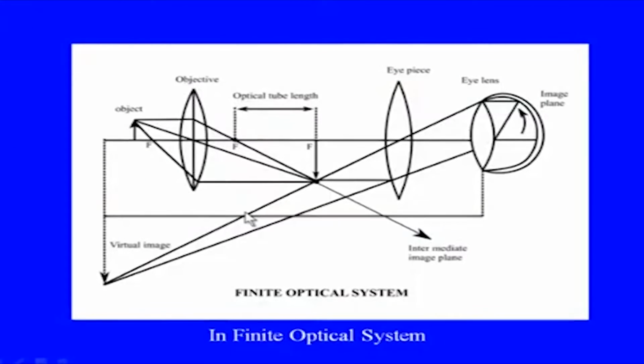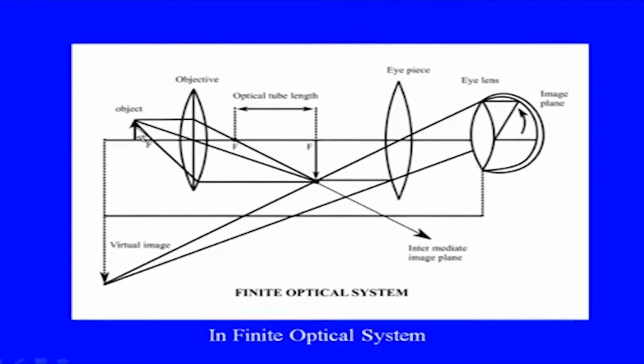Now, in this figure I have shown you the finite optical system. The finite optical system consists of an objective lens, an eyepiece lens, and then finally you are viewing it directly through your eyes. In the finite optical system, which we also call fixed tube length, the object is placed a little farther than the focal length. You can see here an object in the form of an arrow has been placed.